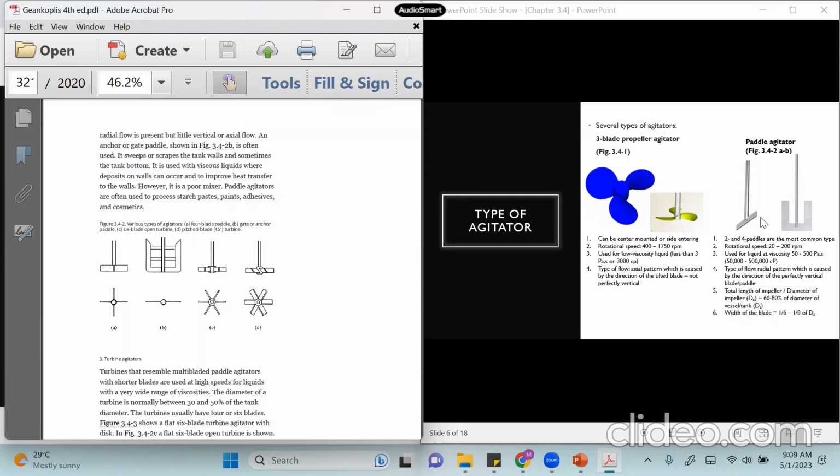Now, the width of the blade is this side, which is 1/6 to 1/8 of dA. So let's say if the dA is 60 centimeters, then the width of the blade is 1/8 multiplied by 60, which is about 7 to 10 centimeters or less. Something like 8 centimeters to 10 centimeters, the width of the blade.